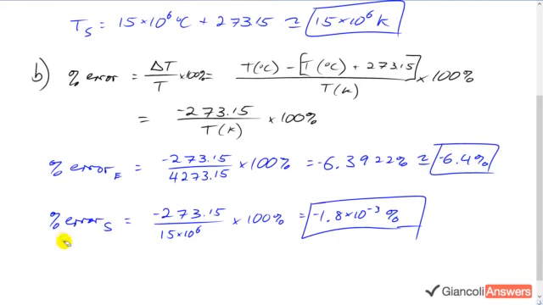And then for percent error for the Sun, is going to be about negative 1.8 times 10 to the minus 3%. And so it's not a big deal if you state the center of the Sun's temperature in Celsius instead of Kelvin, because the percent error is quite small.